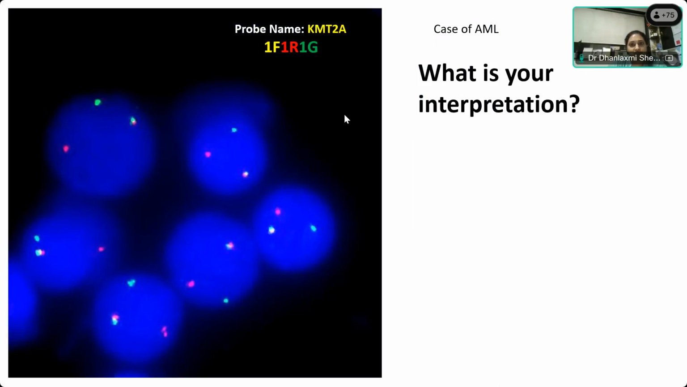Okay, this is the case of AML. And here in these interphase cells, the probe that is being used is the KMT2A break apart probe. The BCR-ABL probe that we used was a dual color, dual fusion probe, and here we are using a break apart probe. And the signal pattern that I'm getting here is a 1 red, 1 green, 1 fusion pattern.